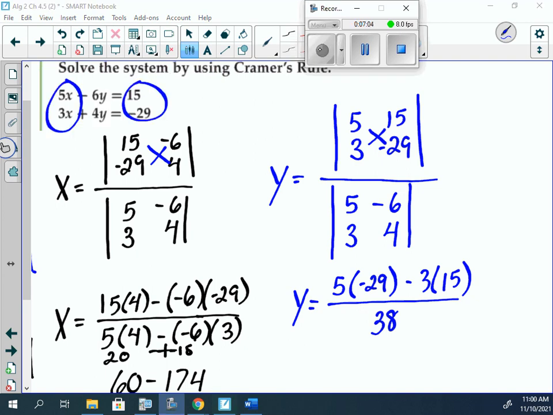You're confused by the fact that you put -6 and 29. Okay, yeah. The order of the multiplication doesn't matter. Any other questions on this here?